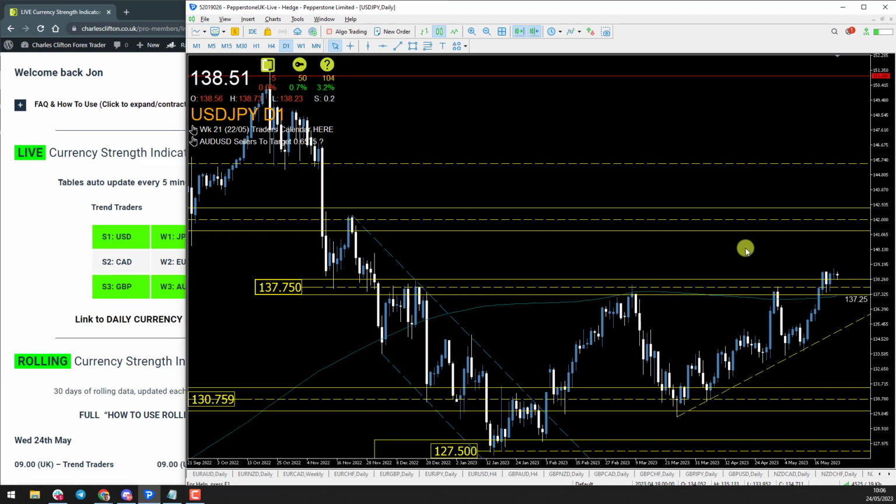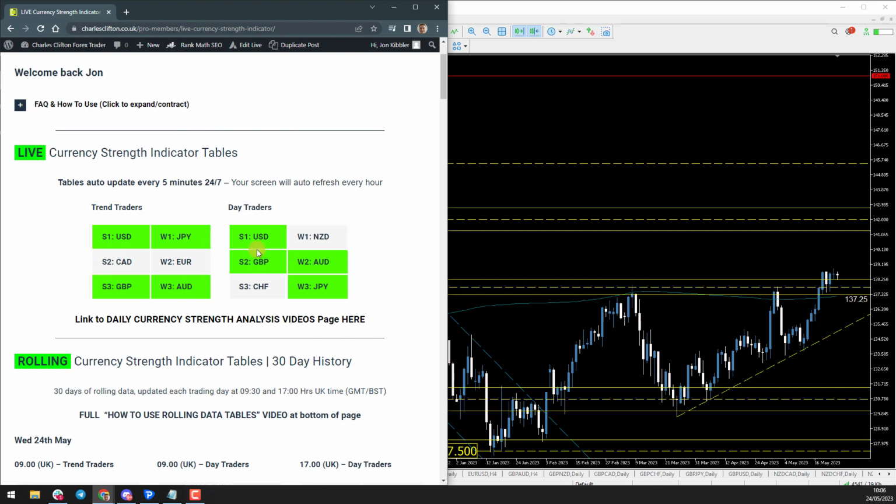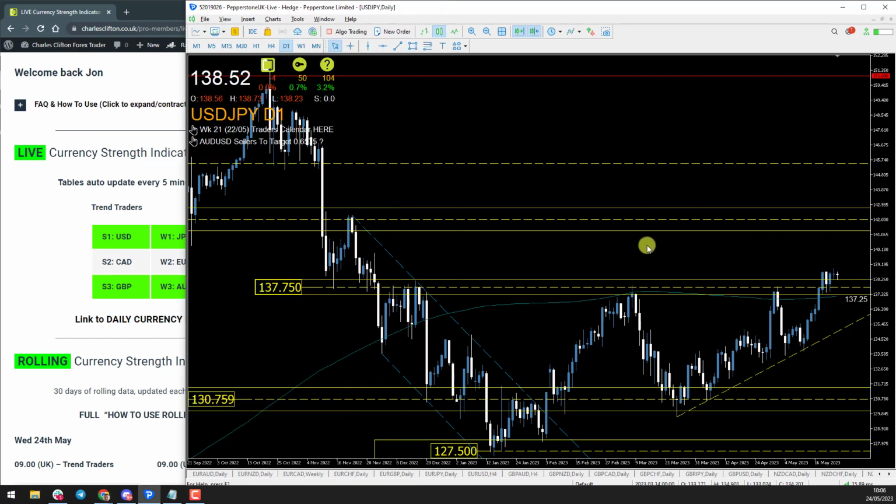We do have FOMC meeting minutes this evening, so maybe that can be a driving force to see if price will trade higher to that 142 handle. So we're just having to sit and wait here on dollar yen, because although we've got it on our tables and the dollar is the strongest on the day traders, really it's not going anywhere. There's no reason to jump on this market just yet. We want to trade markets that have momentum behind them. Okay, so we'll have to wait a little bit on that one.